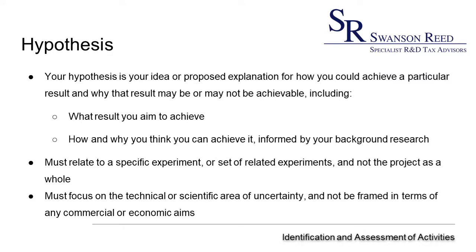The first element of the experiment is the hypothesis, which is your idea or proposed explanation for how you could achieve a particular result and why that result may or may not be achievable. AusIndustry will expect an explanation of what results you aim to achieve and how and why you think you can achieve it, informed by background research. The hypothesis will guide the investigation, and you need to be able to test it through experiments you conduct to determine the outcome of your core R&D activities.